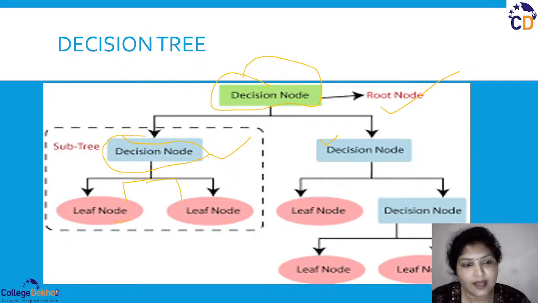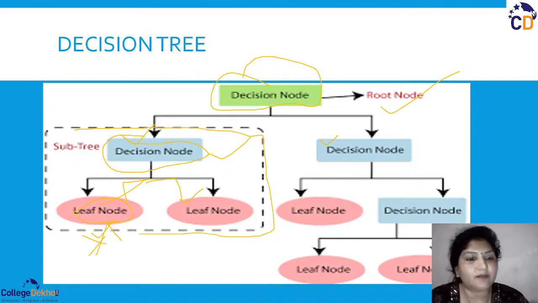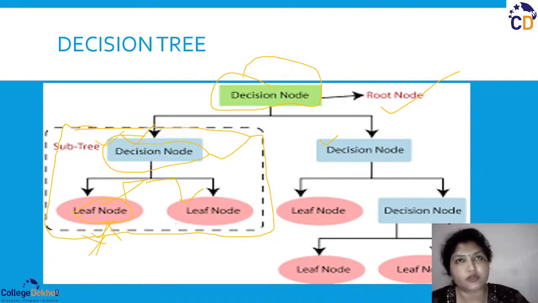The last node, the terminal node of the tree, is called a leaf node, which doesn't have any children, right? This particular node has two children, one is this and another one is this. And if we consider this particular part, we can treat it as a separate tree, or you may say a subtree, where you have this decision node and two leaf nodes also.